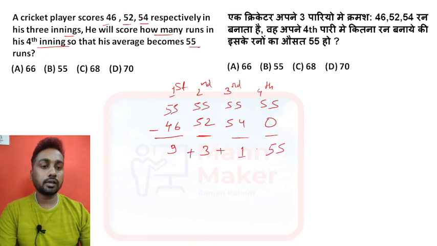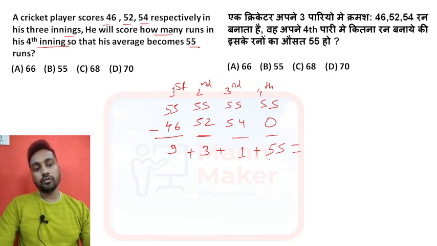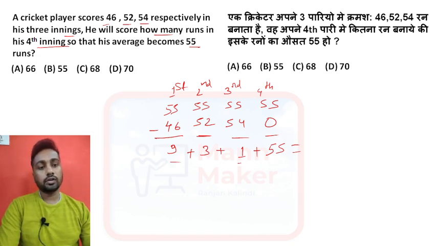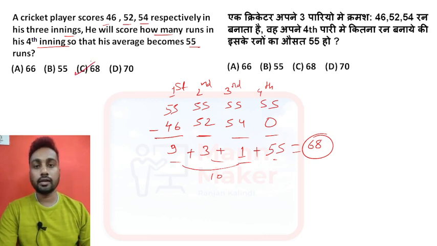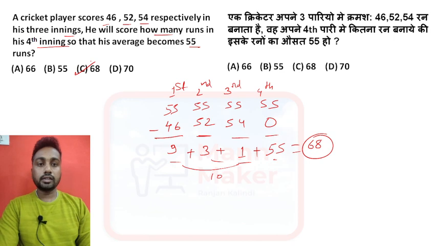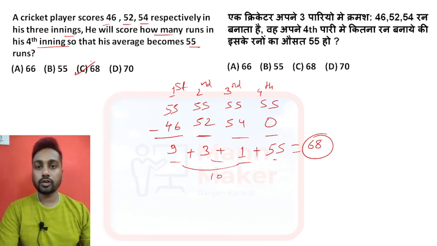We have to take addition of all these things. So if you add this thing, what will it come? 9 plus 1, this is 10 and this is 58, so total 68. So the answer is what? 68. Option C is the right answer. Okay, so like this you need to solve this type of question, so you will not get more calculative and it will not take that much time.